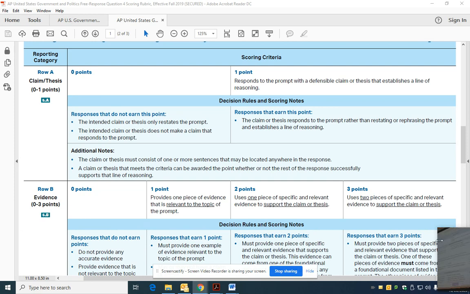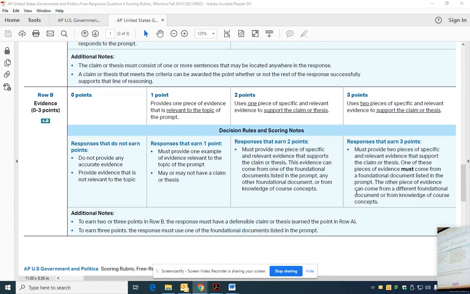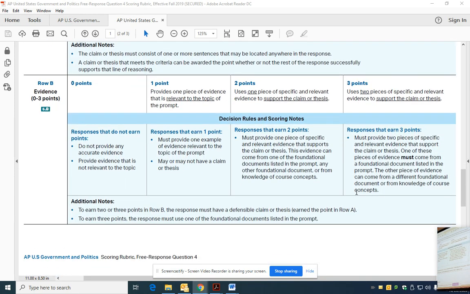So I'm not going to get too much into the evidence. Row B is the evidence. And when we look at the question, the first piece of evidence is given to you. You have to use one of the 3 required documents. That's why the required documents are so important, understanding those, because you're going to have to use evidence from one of those required documents to support your claim. The second piece of evidence can come from any other required document. It could be a Supreme Court case. It could be anything that we've talked about in AP government, anything that relates to your understanding of AP government.